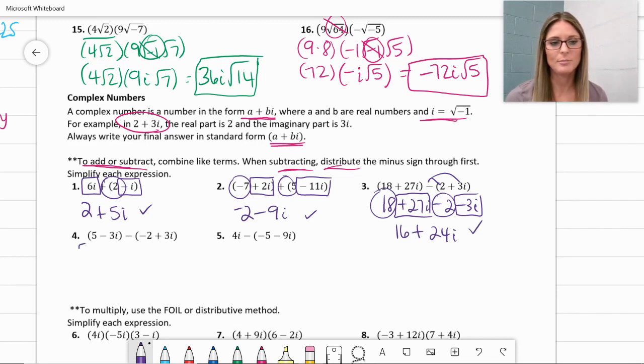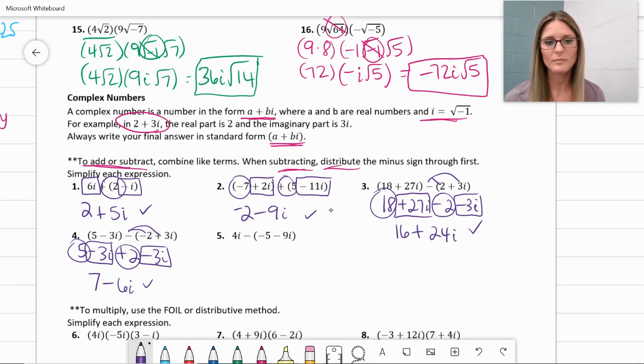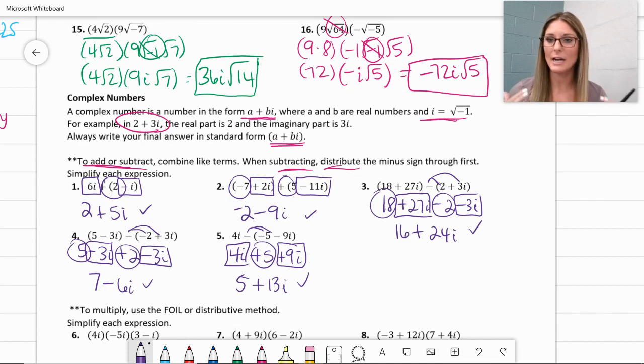Do it again, number 4, it's another subtracting, so I'm going to distribute across. That's going to give me +2 minus 3i. Then combine, real, gives me 7. Imaginary, a -3 minus 3 is -6i. Another subtracting example, rewrite it. So you get +5 plus 9i. Real is 5. Imaginary, 4i plus 9i gives us 13i. Okay, so there's examples of adding and subtracting.